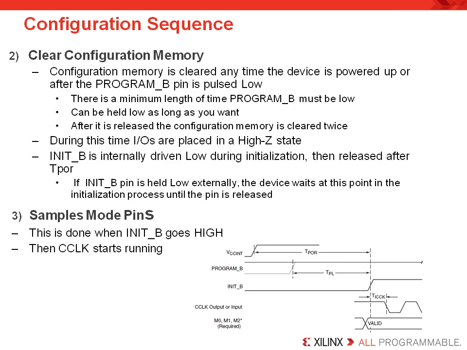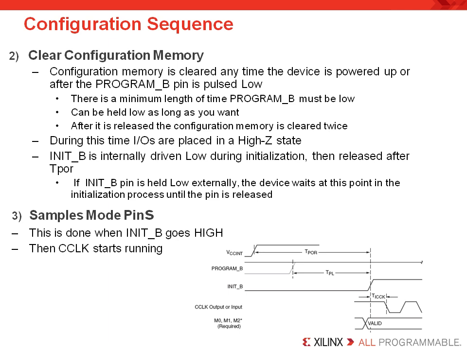Step 2 is simply to clear the configuration memory. And again, this is pretty much automatic. This is done automatically with configuration or can be forced by the user when the program pin is pulled low. After it is activated, the memory is cleared twice, and the I/O pins are placed in a high-Z state.